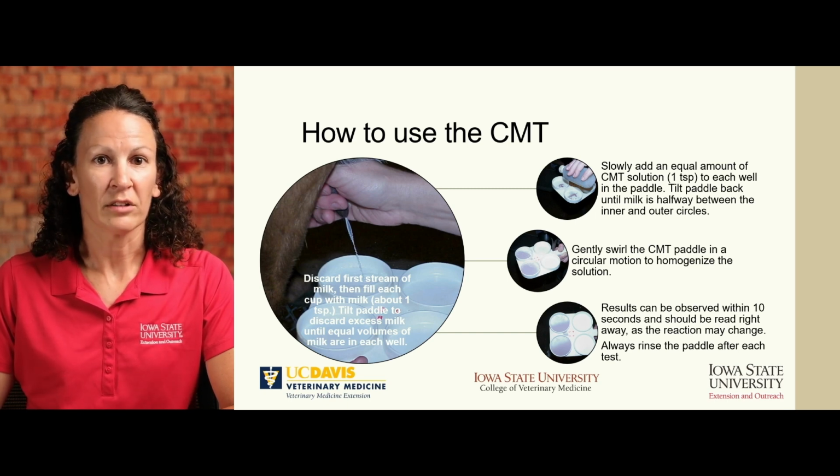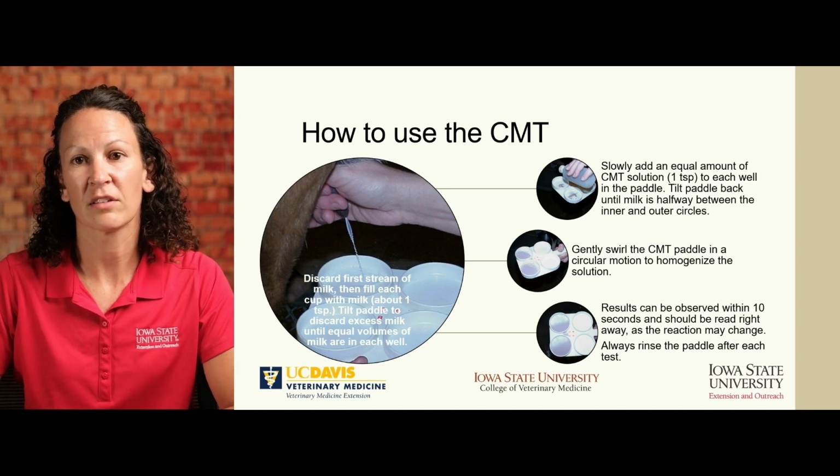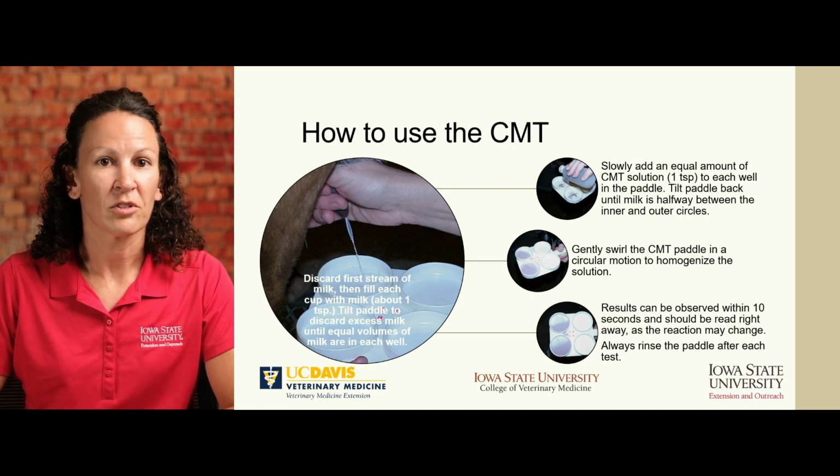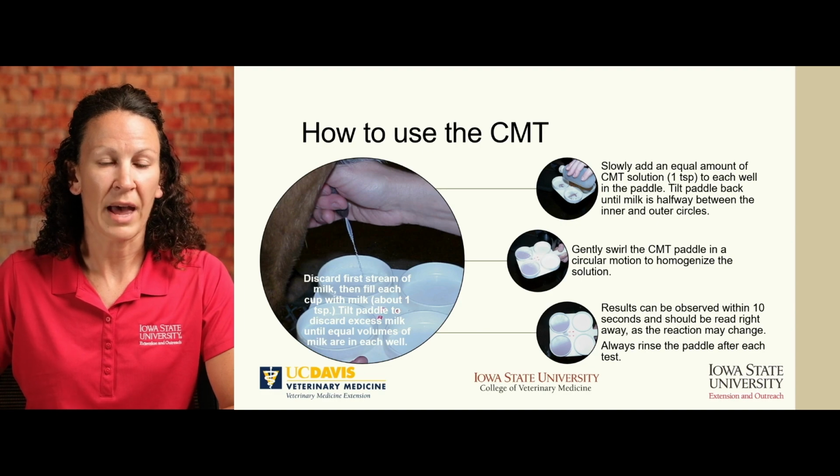Then you'll tilt the paddle back until the milk is halfway between the inner and outer circles. Then gently swirl the CMT paddle in a circular motion to homogenize the solution. Results can be observed within 10 seconds and should be read right away, as the reaction may change. If testing more than one doe, it's always recommended to rinse the paddle after each test.